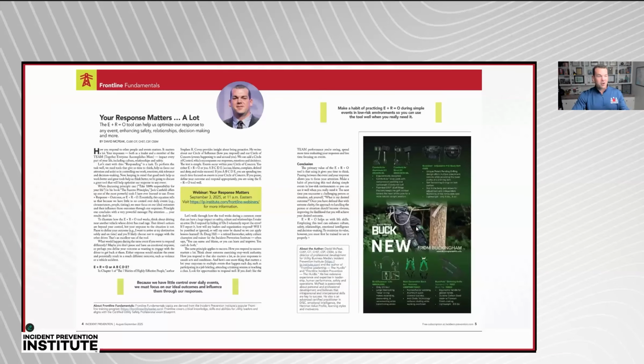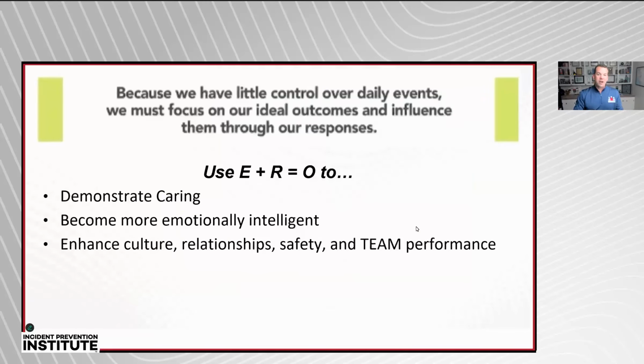Because if you read the article, you know this. What we're really talking about is that we have some control sometimes over the events that happen to us, what other people are doing, what the organization you work for is doing, what's happening around and to you. We really want to focus away from the event to how we're going to respond to the event. Think about what you want your ideal outcome to be, and that will help influence your responses.